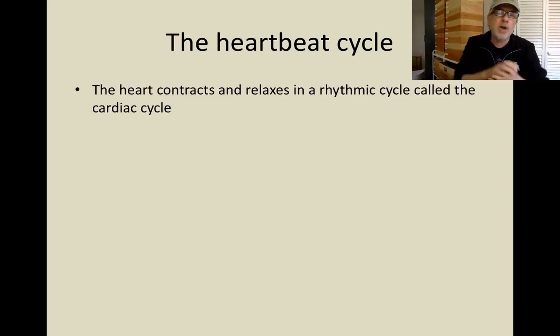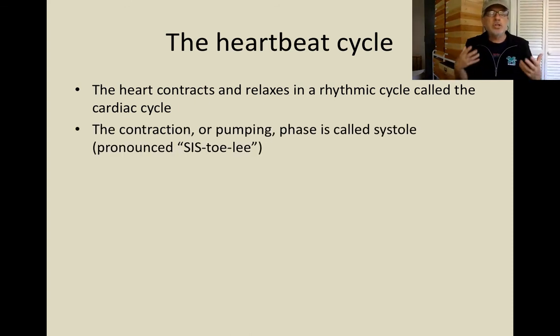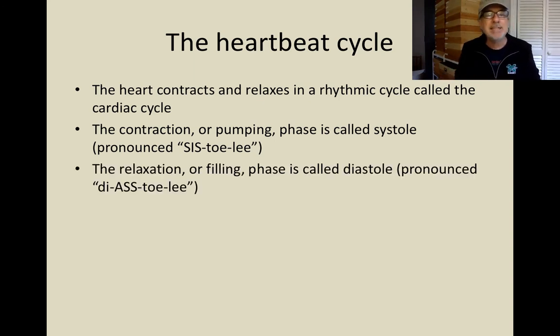The heart contracts and relaxes in a rhythmic cycle. It's called the cardiac cycle. The contraction or pumping phase is called systole, and the atria contract simultaneously, and then the ventricles contract simultaneously. So you have atrial systole and ventricular systole, and then the relaxation, which is also done separately by the atria and the ventricles, is called diastole. So you have atrial diastole and ventricular diastole.